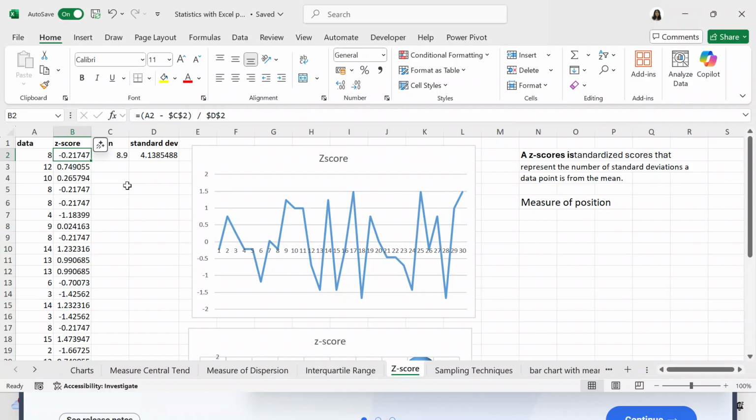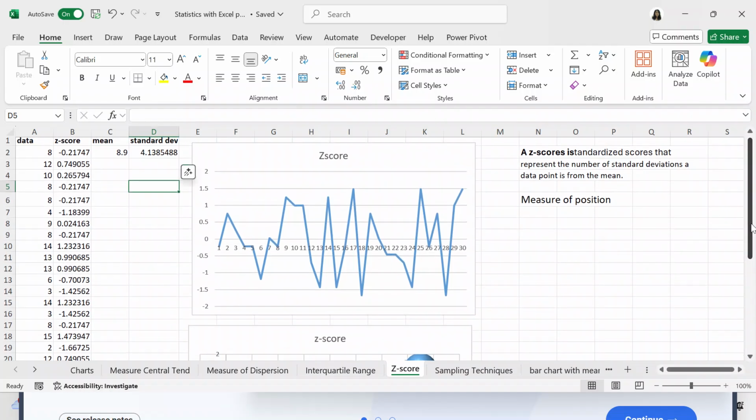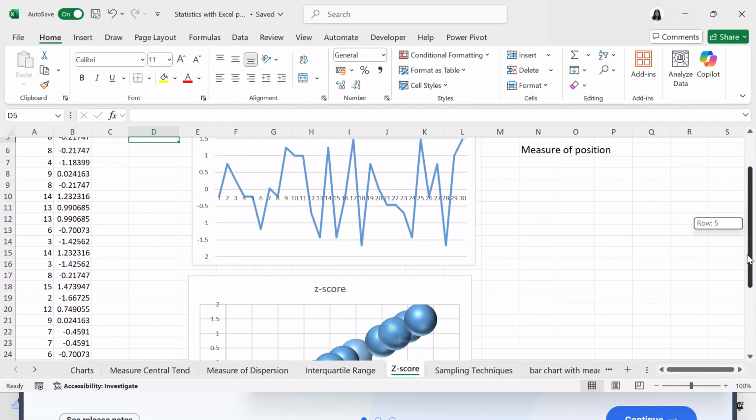In position 2, or really position 1, you've got a Z-score of negative 0.21747. And then what you do is you copy and paste that all the way down to row number 31, and that gives you the Z-score for every number. So I've made a line chart of the Z-score so you can see what the Z-score is for every particular number.